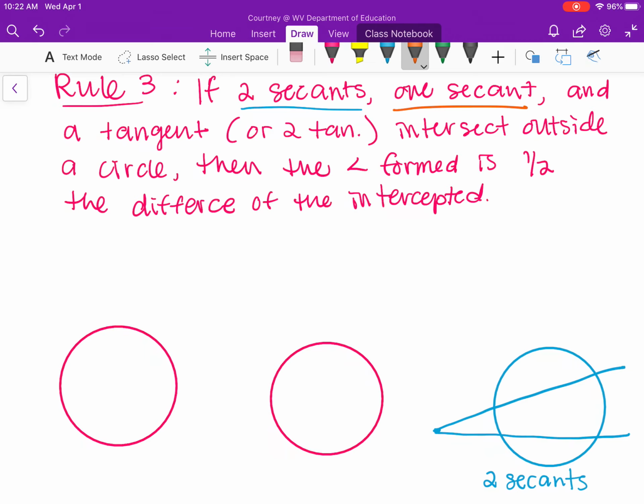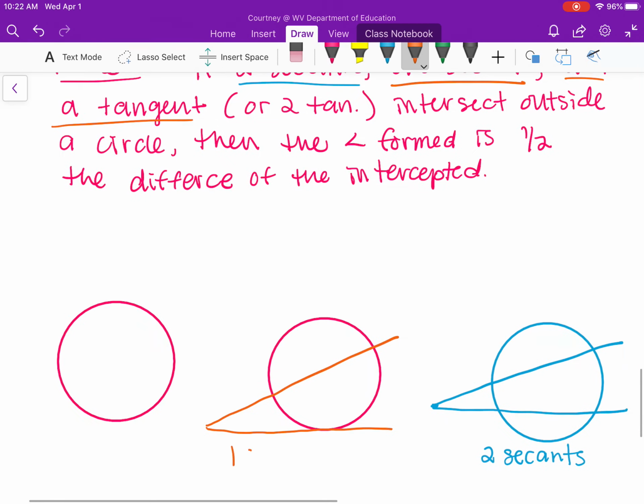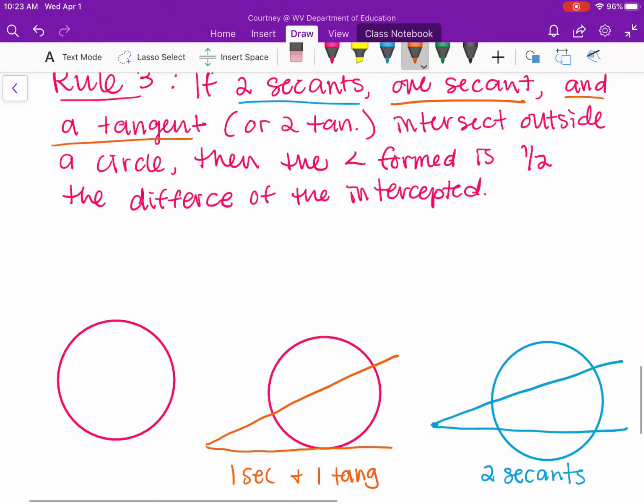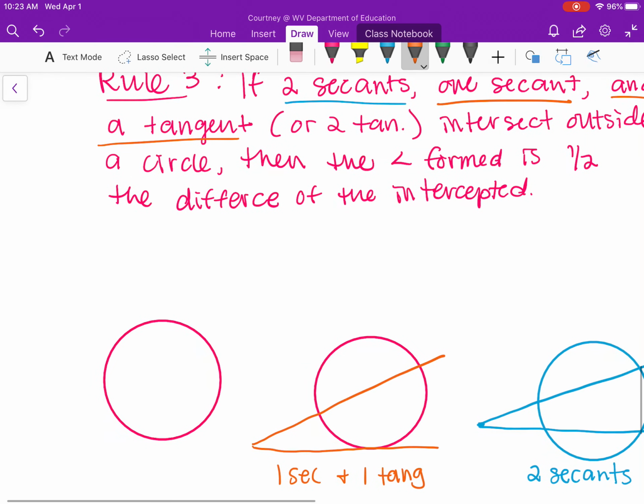The next option is 1 secant and 1 tangent. So this time we'll have 1 secant line going like this and 1 tangent line, barely touching. That was horrible, but oh well. Try again. That's better. So 1 secant and 1 tangent. I abbreviated there. And our last option was 2 tangents.